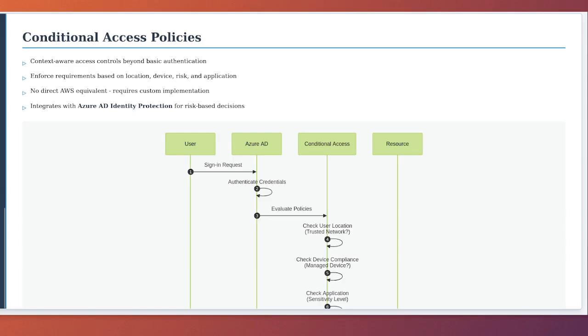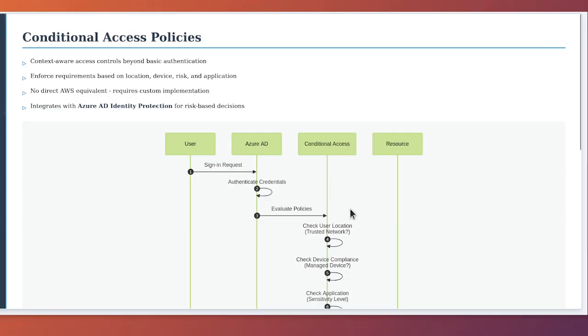Conditional Access Policies. Azure Conditional Access is a powerful capability that has no direct equivalent in AWS IAM. It allows you to enforce access controls based on signals like user location, device state, application being accessed, and real-time risk detection. This is fundamentally different from AWS IAM's static policy evaluation, which makes decisions based only on who the identity is and what resource they're accessing.